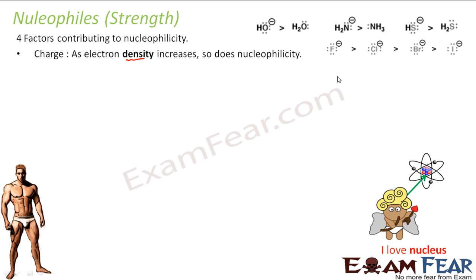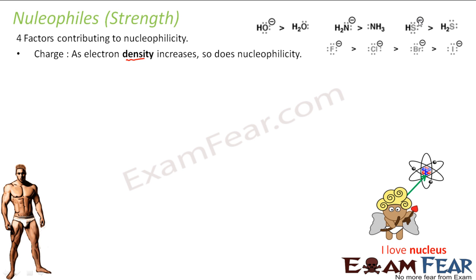So if you see in this case, OH minus and NH2 minus, if you compare, right? OH minus has more electron density as compared to water. So OH minus is a stronger nucleophile as compared to water, correct? Similarly, NH2 minus has more charge or electron density as compared to amine NH3. So NH2 minus is a stronger nucleophile as compared to NH3.